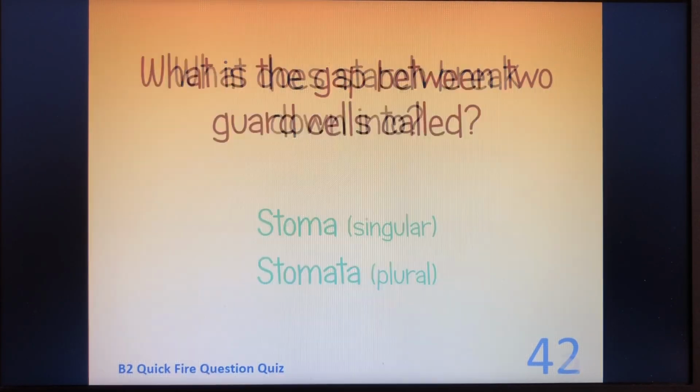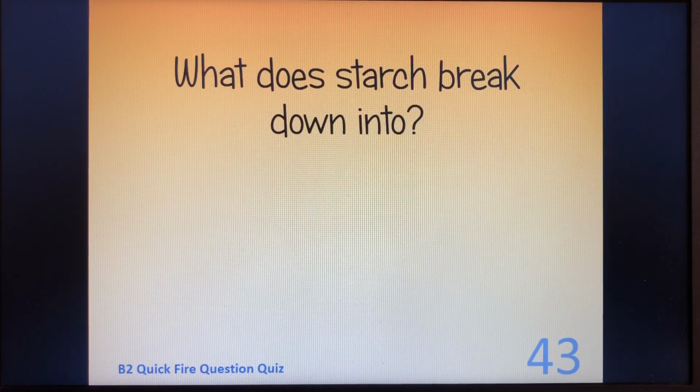Question 43. What does starch break down into? And the answer is glucose. It's probably the one that we're most familiar with because we do lots of experiments in school using starch and glucose.